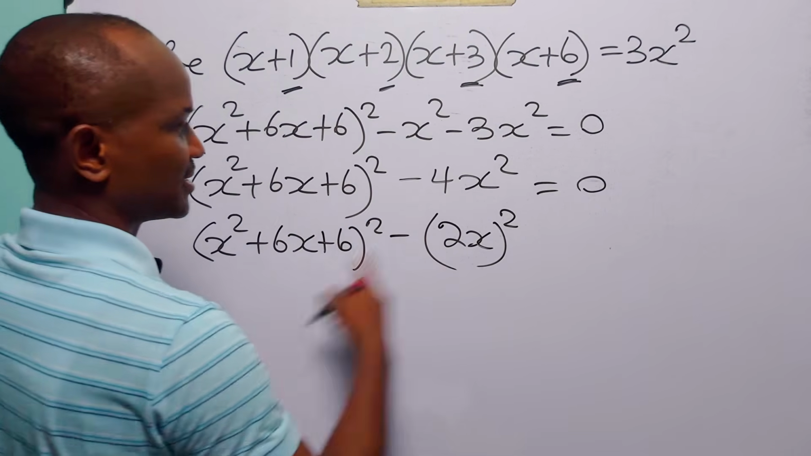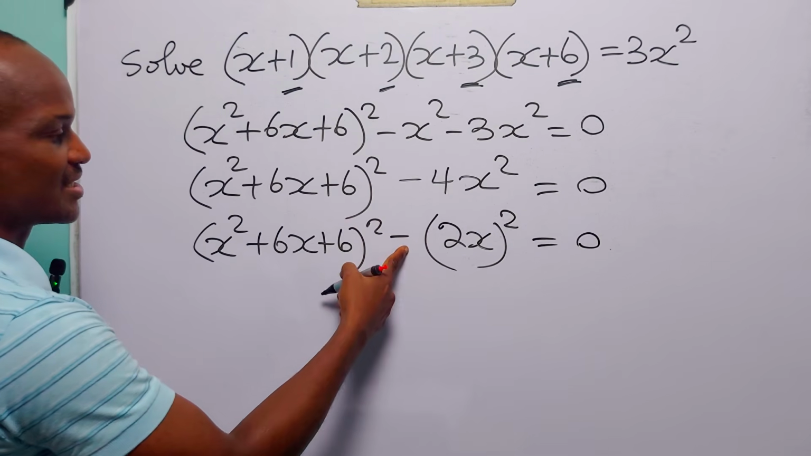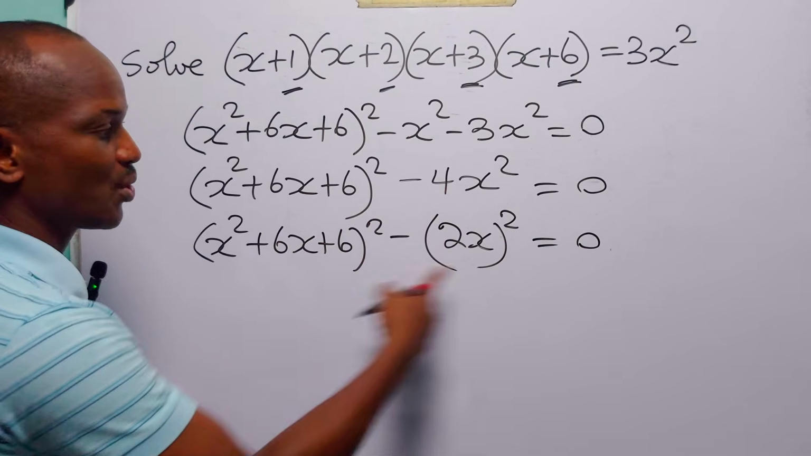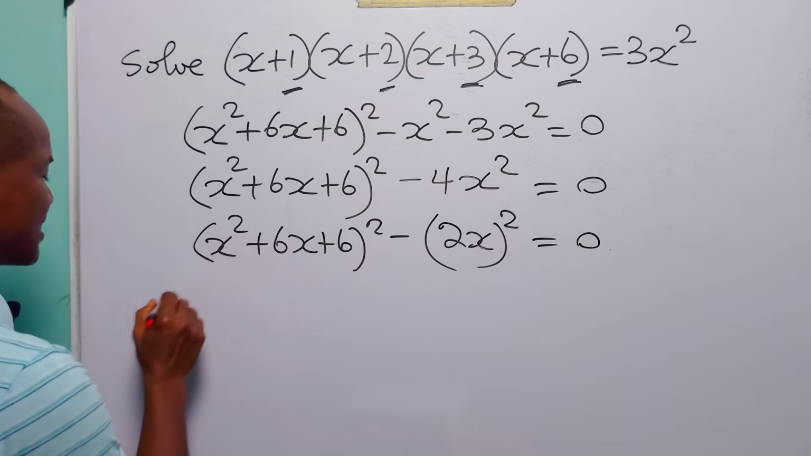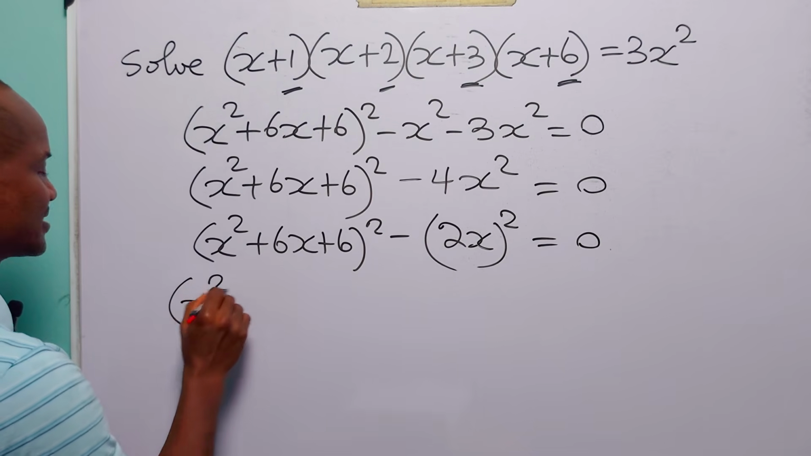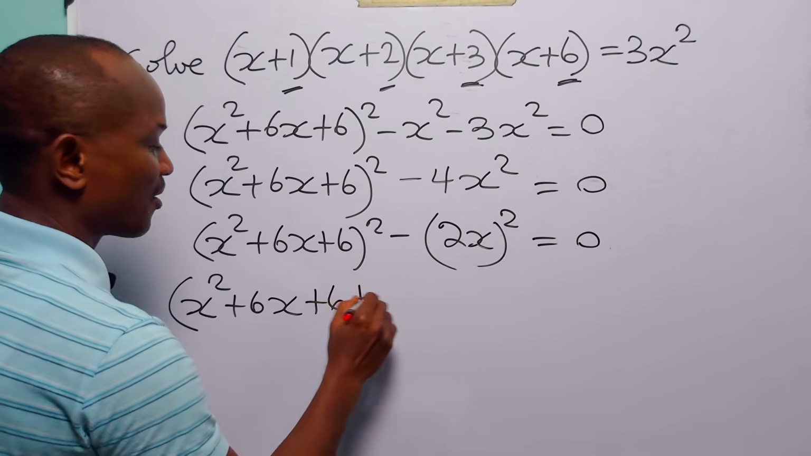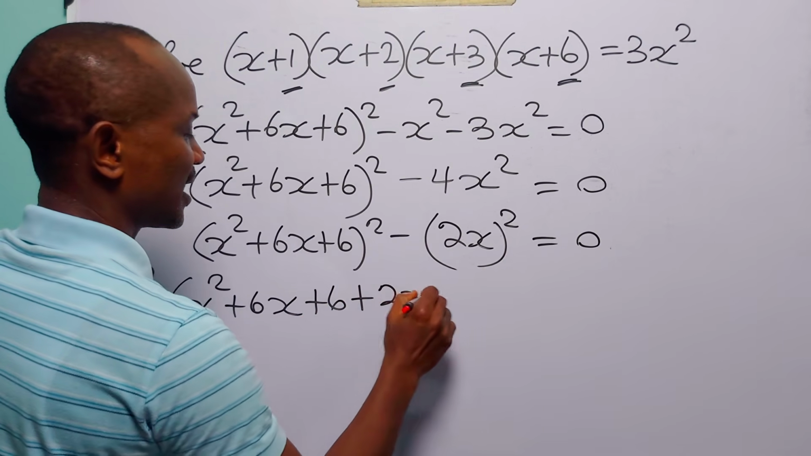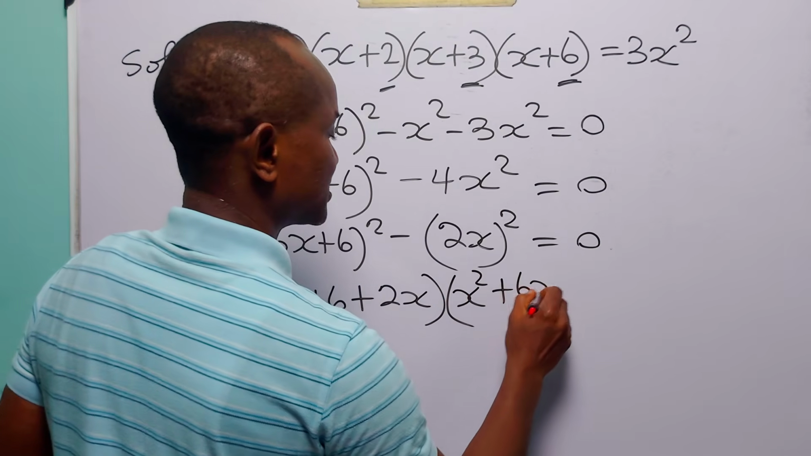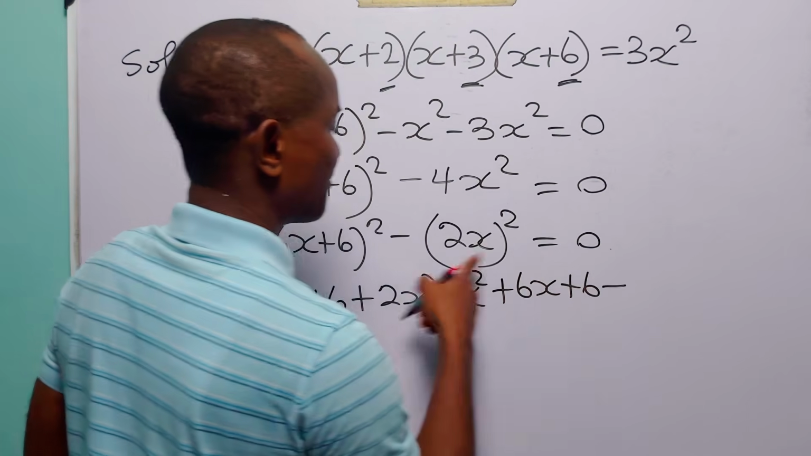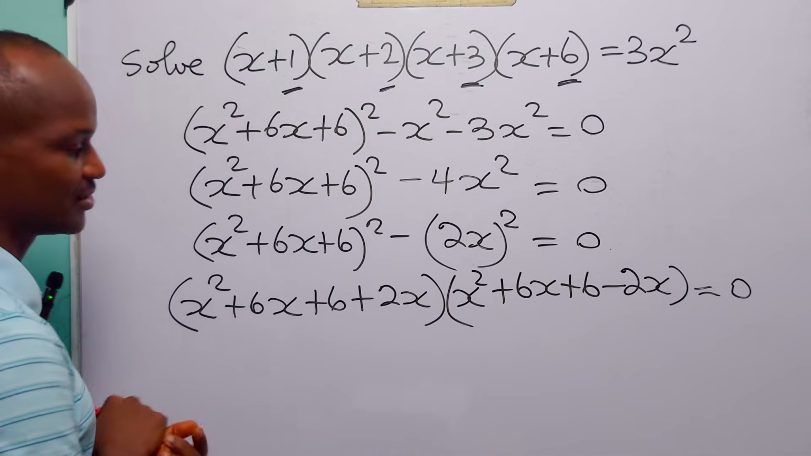Once more, look at this. Of course, this is equal to 0. You can see the difference of two squares. And you know how we can factorize this left-hand side. We can factorize this as x squared plus 6x plus 6 plus 2x times x squared plus 6x plus 6 minus 2x, and of course this is equal to 0.